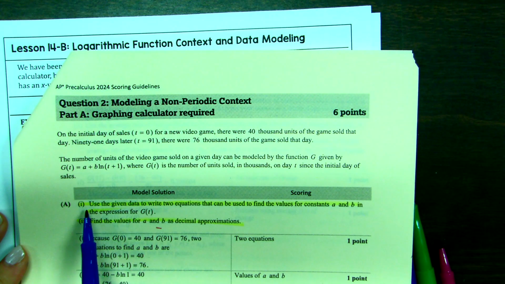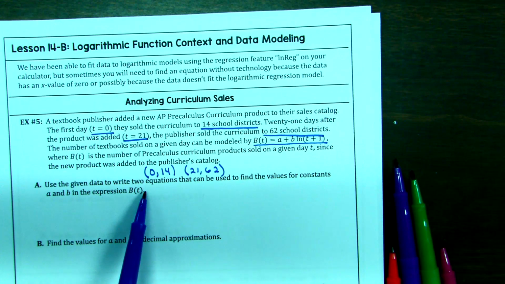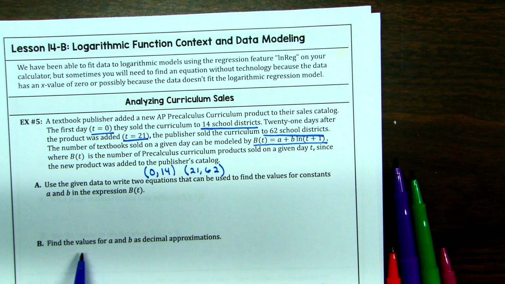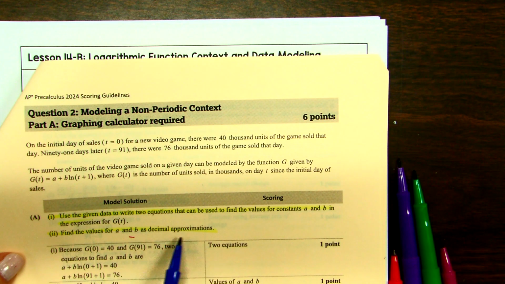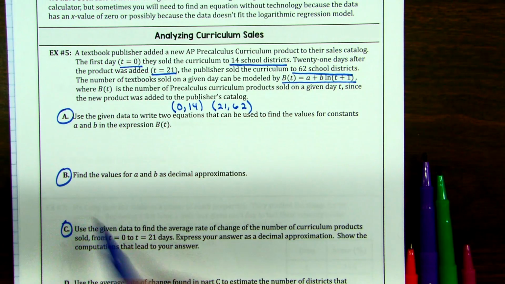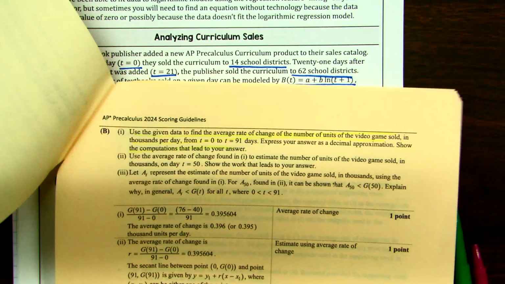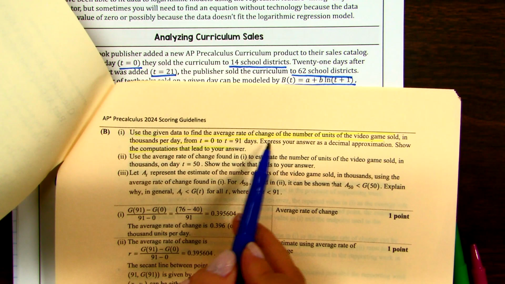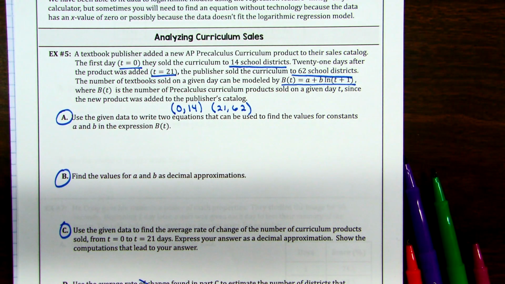And look at part 1. Use the given data to write 2 equations. Part B, find the values for A and B. Same thing here. Part 2, find the values for A and B. And we're going to do those two, which we learned on Friday. We're going to do one more. We're just going to do part C, and that is to find the AROC, which is a slope. And you can see right here, use the given data to find the AROC. Okay, so I'm showing you, we are starting our training right now.